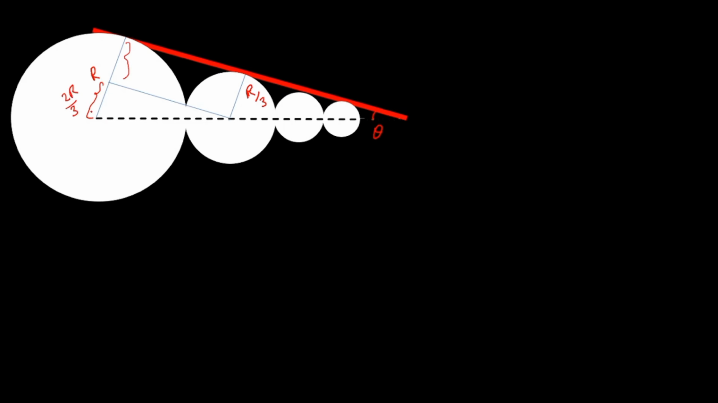And if this is 2r by 3, what is this distance? This distance is the sum of these two radii, that is r plus r by 3, so it is 4r by 3. And obviously this angle is theta only. So here, in this triangle, you get sine theta is 1 by 2. First important thing we got.